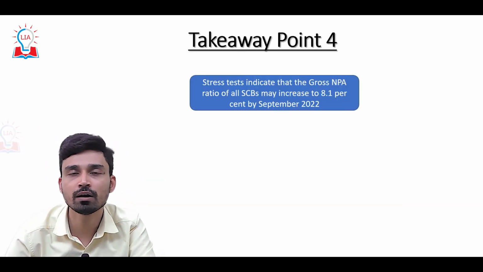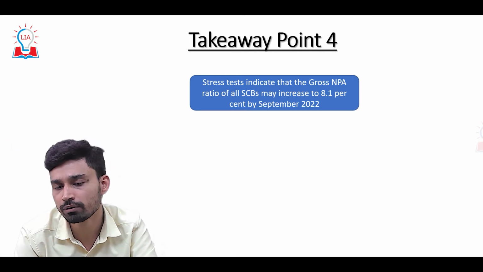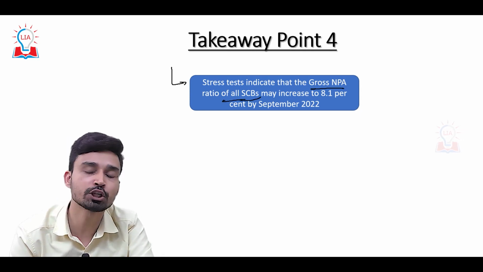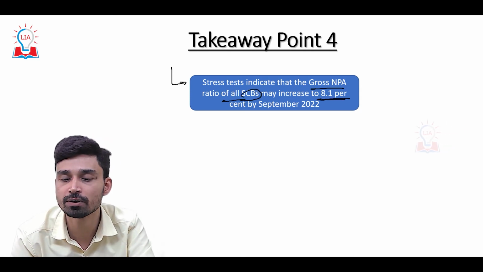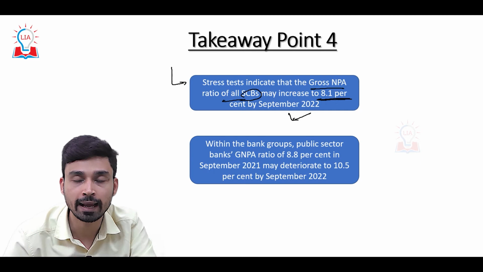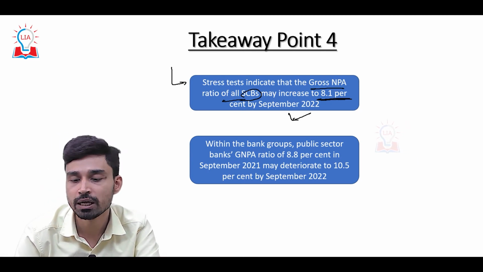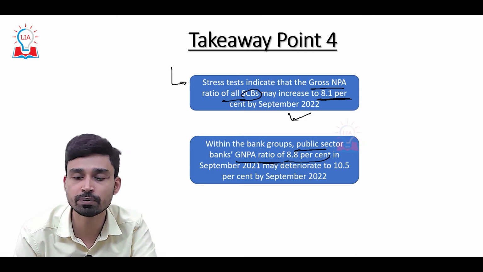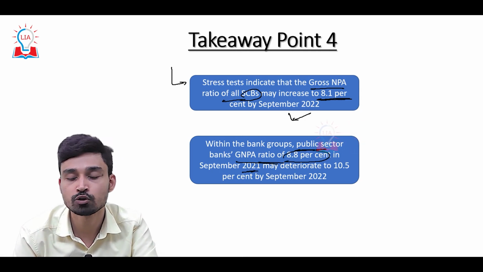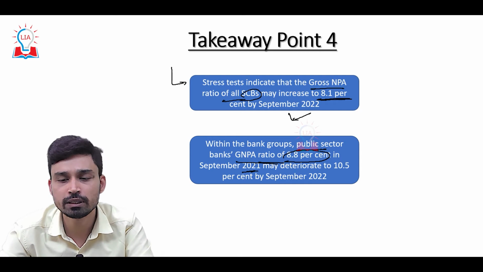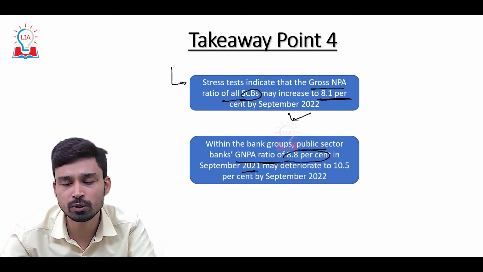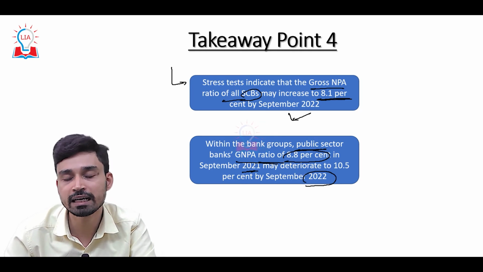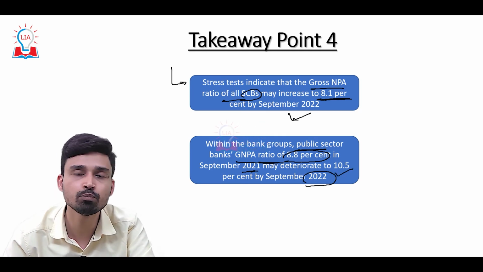And what RBI has concluded from this stress test is that the gross NPA ratio of all scheduled commercial banks may increase to 8.1% by September 2022. And within these scheduled commercial bank groups, we can see a sharp increase in the gross NPA ratio: it was 8.8% for the public sector banks in September 2021, and within 1 year it seems it will deteriorate to at least 10.5%.